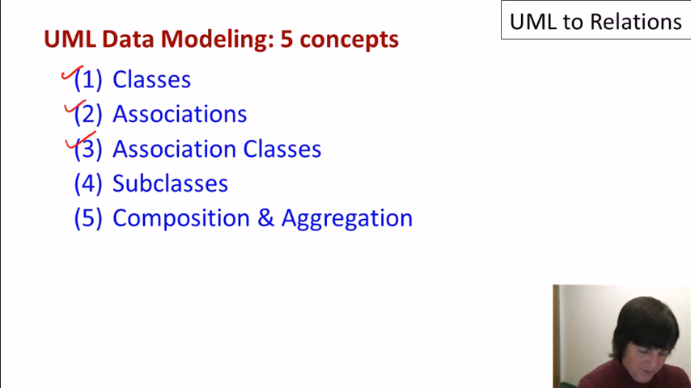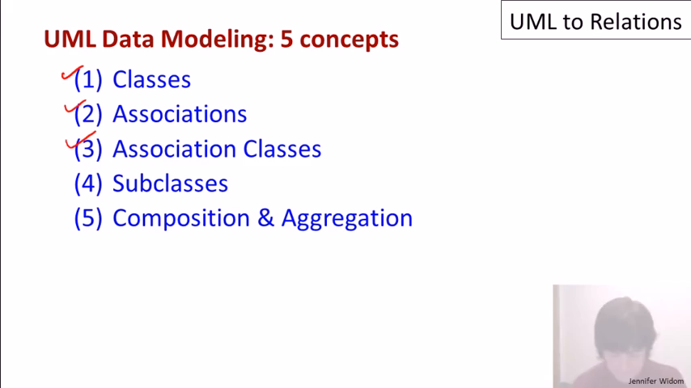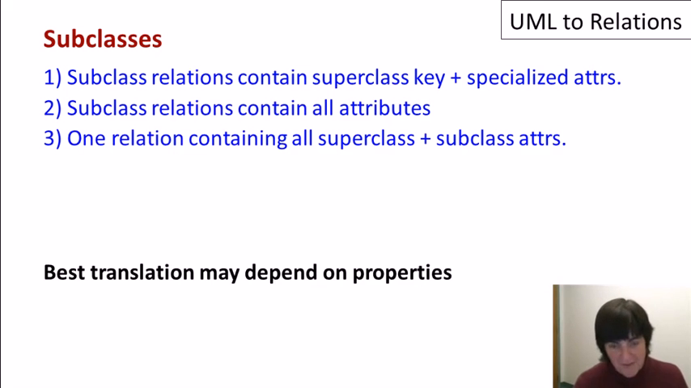Okay, we're getting there. We finished the first three, and now it's time for subclasses. This is a pretty big one. First of all, it turns out that there are at least three commonly used translations from a subclass relationship into relations. So let me set up a generic subclassing setup, and then we'll talk about the three different translations and when we might use which one.